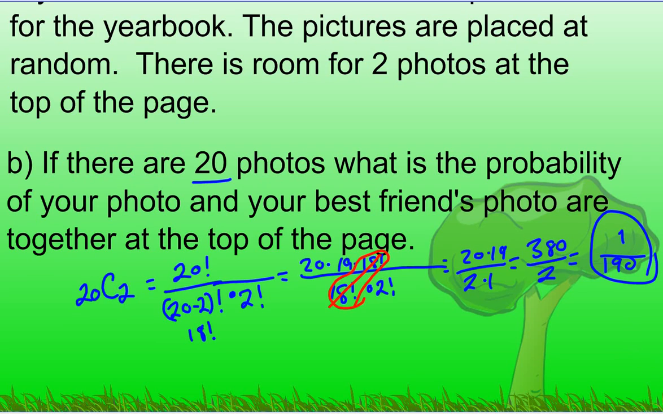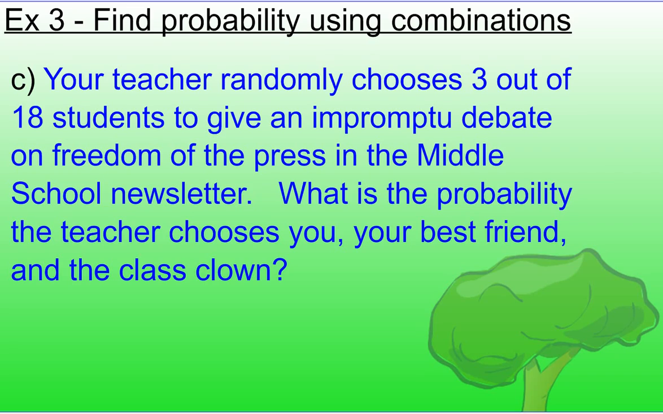Letter C. This is one for you to do. It says your teacher randomly chooses 3 out of 18 students to give an impromptu debate on freedom of the press in a middle school newsletter. What is the probability the teacher chooses you, your best friend, and the class clown? Go ahead, pause the video, try this problem on your own right now. When you're ready to continue, hit play, and we'll go through the problem together.